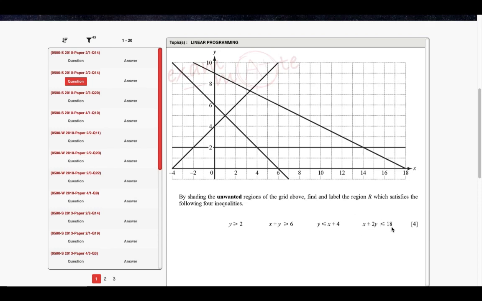And then for this one, x plus 2y is lesser than or equal to 80 is this line. It will reach 80 for x, and it will go to 9 for y.